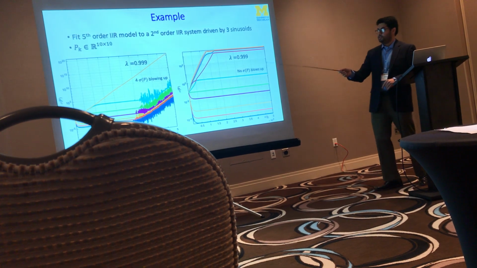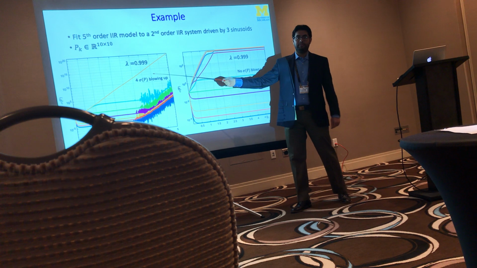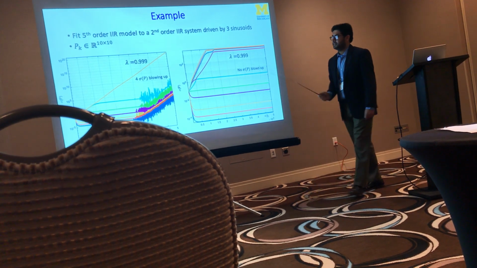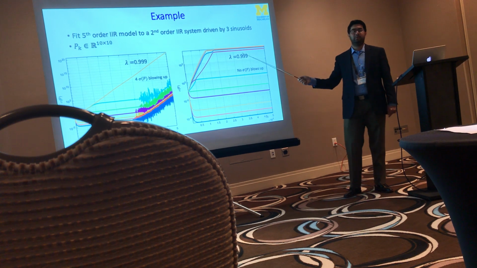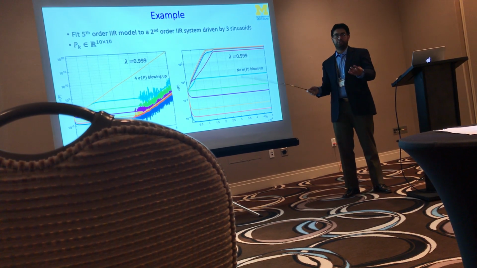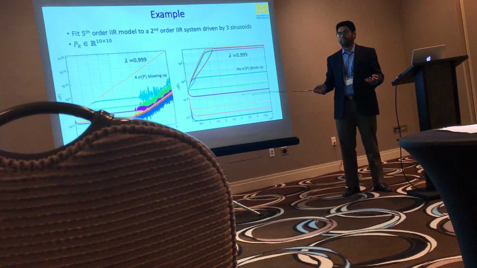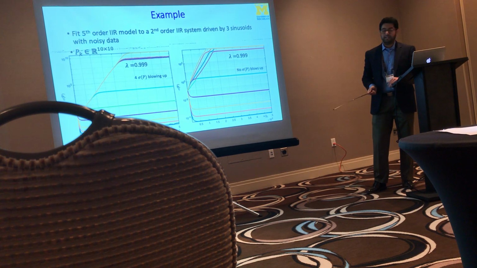So I showed you that with standard forgetting, those 4 singular values blew up. Now with targeted forgetting, those 4 singular values actually do not blow up, because I'm not applying forgetting to those 4 singular values which are not getting information. So that's it. That's what we do.